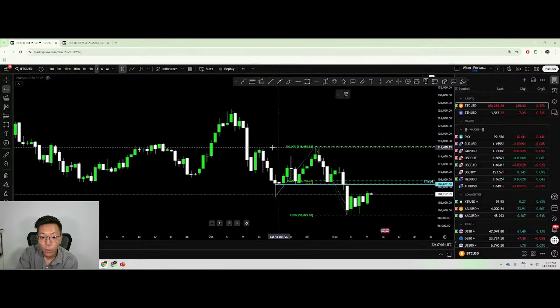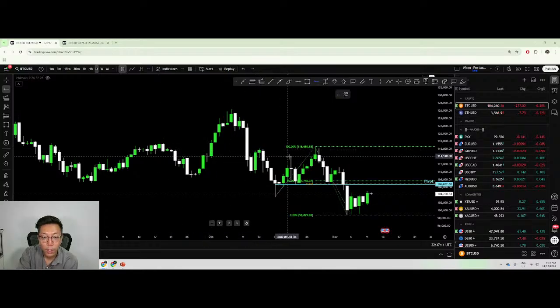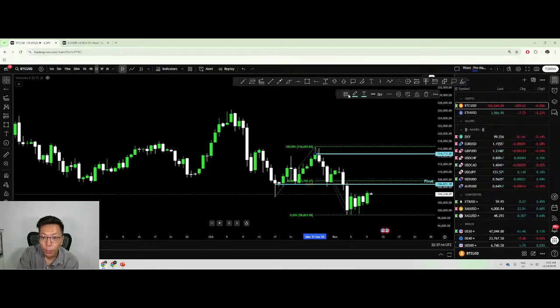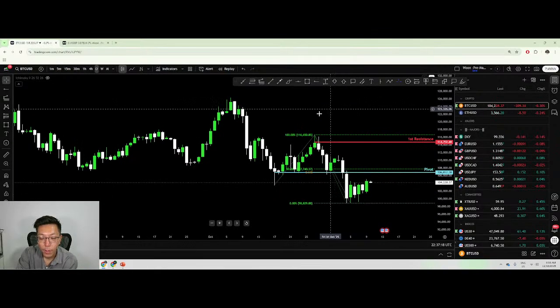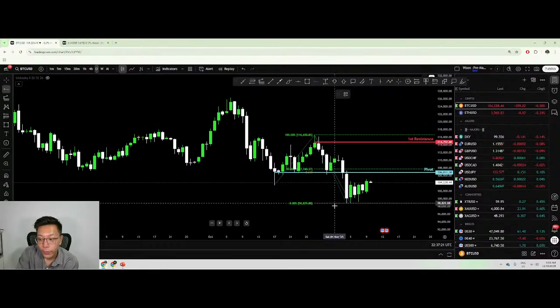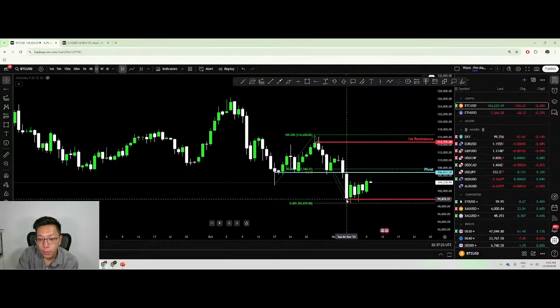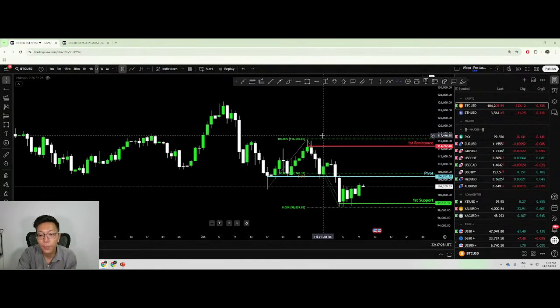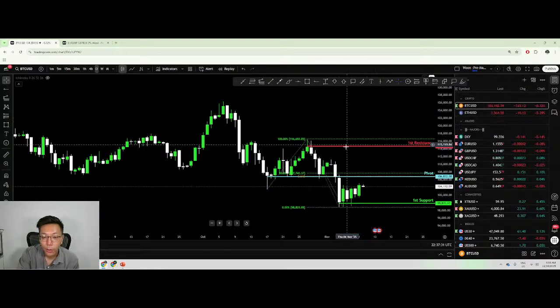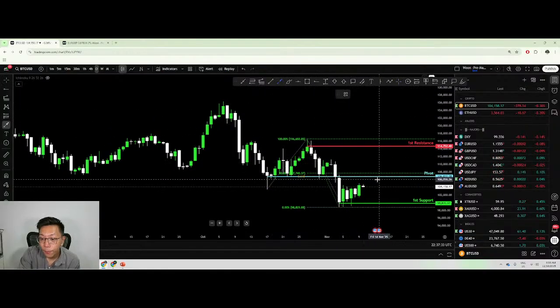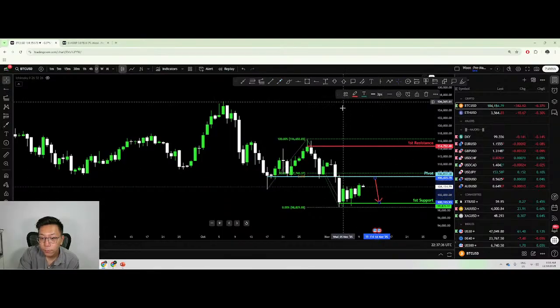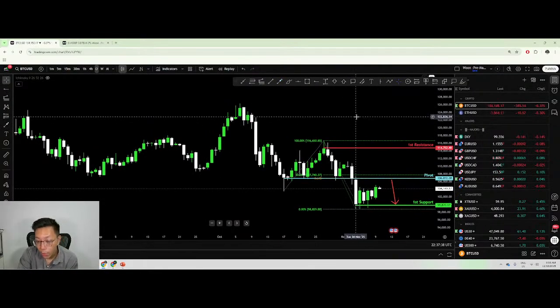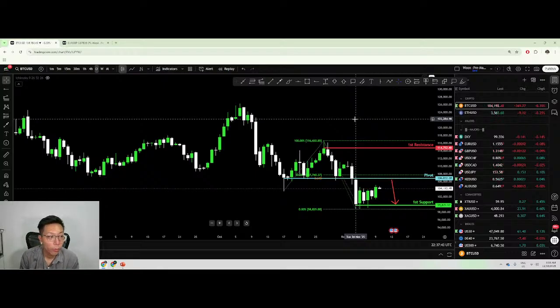So for a first resistance level, what I could look at is of course this level over here. Then for our first support, what I will look at is this swing low support level over here. So all these levels could easily be marked out. These are the levels that I am actually looking at. Then we want to take sells over here. I think it's pretty straightforward for Bitcoin.